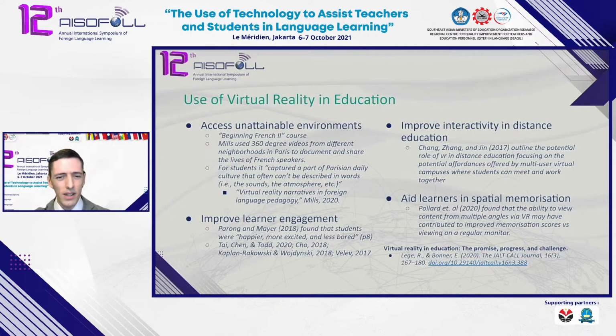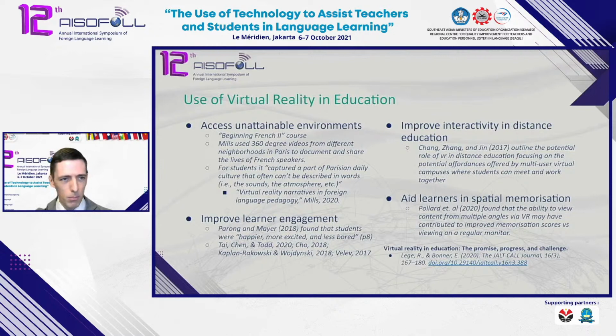And finally, it's also been found to aid learners in spatial memorization. Pollard et al. in 2020 found that the ability to view content from multiple angles via virtual reality may have contributed to improved memorization scores versus viewing on a regular monitor. What that means, of course, is that students being able to walk around and look at the content helps ingrain it in their minds a little bit more strongly than, say, a picture on a piece of paper or a YouTube video. So there are also affordances there for helping students remember key facts or key pieces of information.